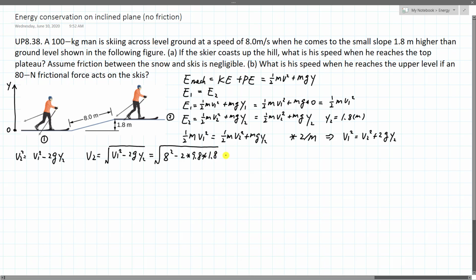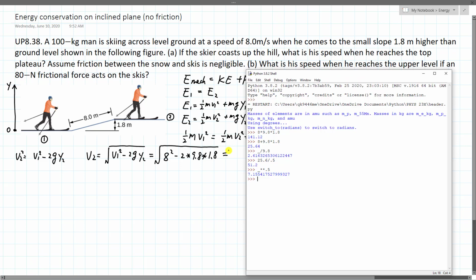Let's do a better 8. And we'll use Python to do this. So start parenthesis, 8 squared, 64, minus 2 times 9.8 times 1.8, and close parenthesis raised to the power of 1/2. So we have a speed of 5.36 meters per second.